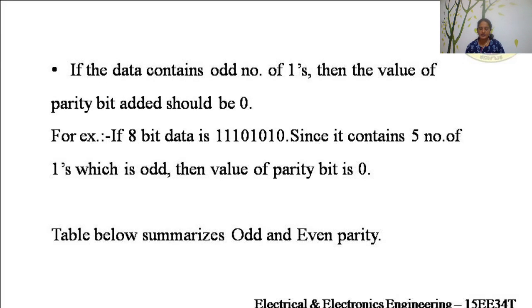If the data contains odd number of ones, then parity bit added should be 0 to retain the odd parity. For example, consider the 8-bit data as 111010. This data contains 5 number of ones, which is odd. Hence, we must set the value of parity bit as 0 to make odd parity.